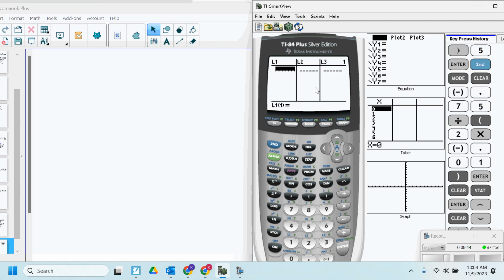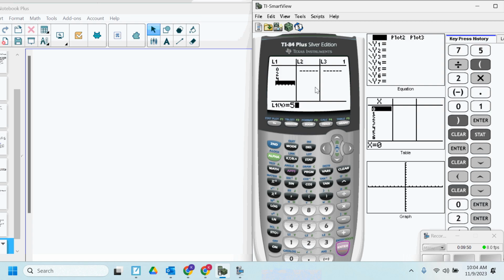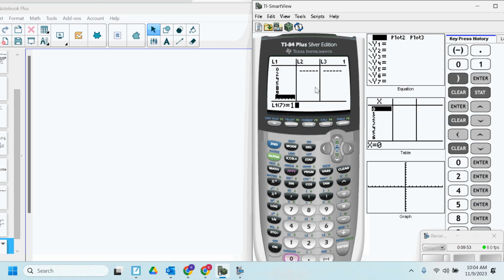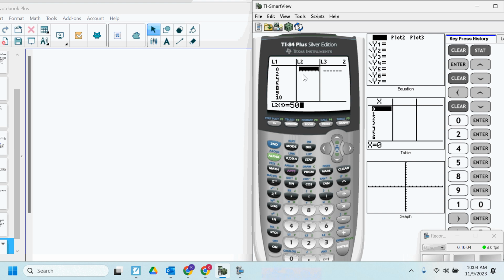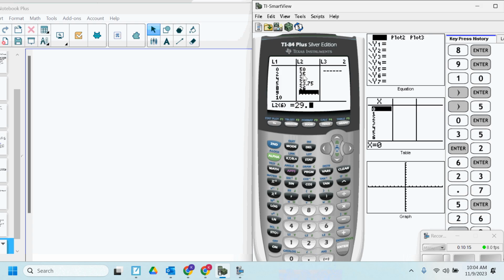Do one list at a time. For example, we would do 0, 2, 4, 5, and so on, and keep going in your list 1. Then to get to your list 2, just right arrow over. We're going to take a minute and enter our data. If you finish early, double check to make sure you entered all the right data values.